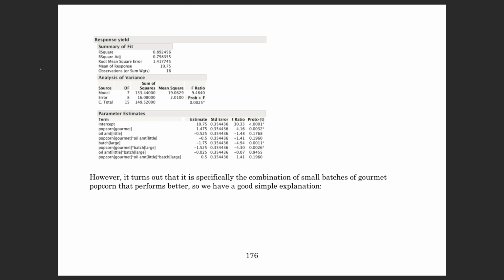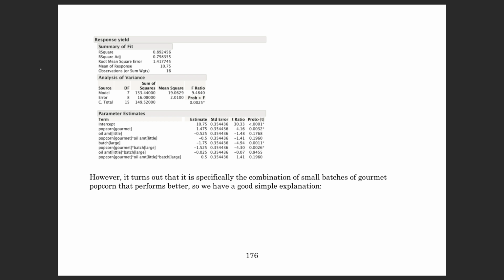But if we put all of the terms into our model, this presentation here is allowing for all the interactions. So we've not only got our three variables, popcorn, oil amount, and batch. We've got the three two-way interactions, popcorn against oil, popcorn against batch, and oil against batch. And we've also got the three-way interaction, popcorn, oil, and batch. So this is a designed experiment, so it's balanced. So we can divide all these parts up.